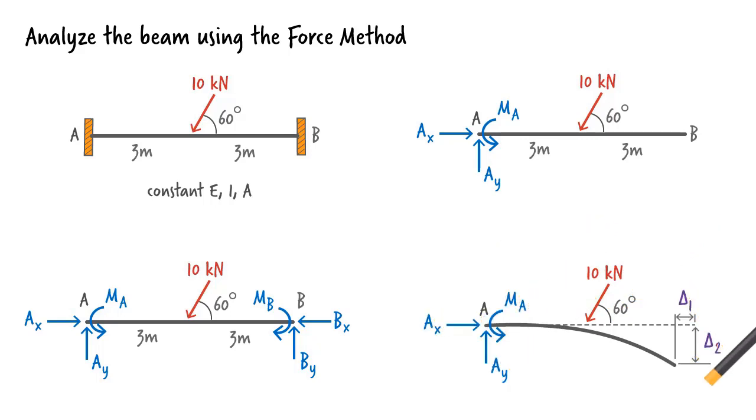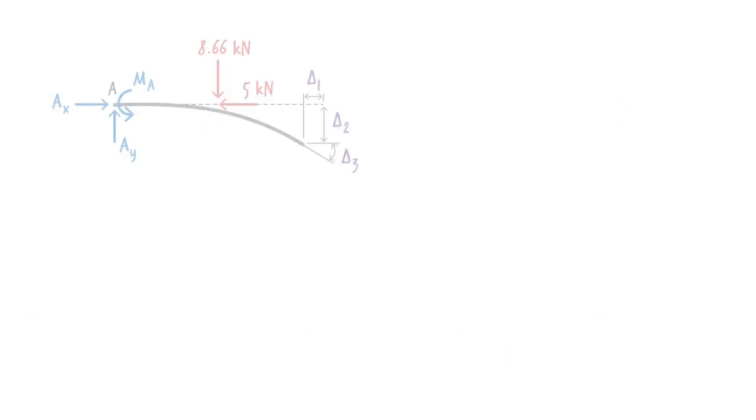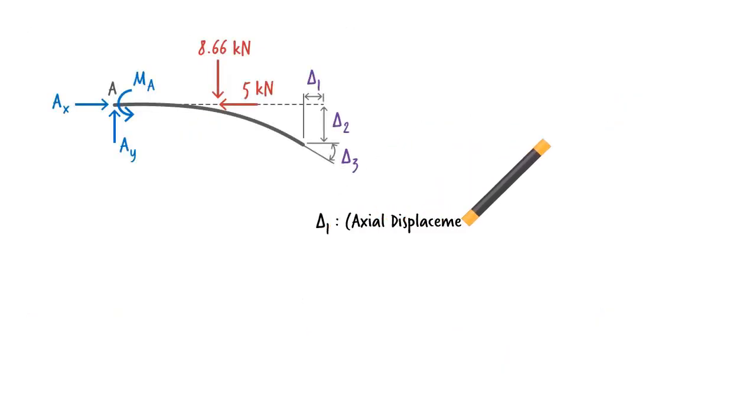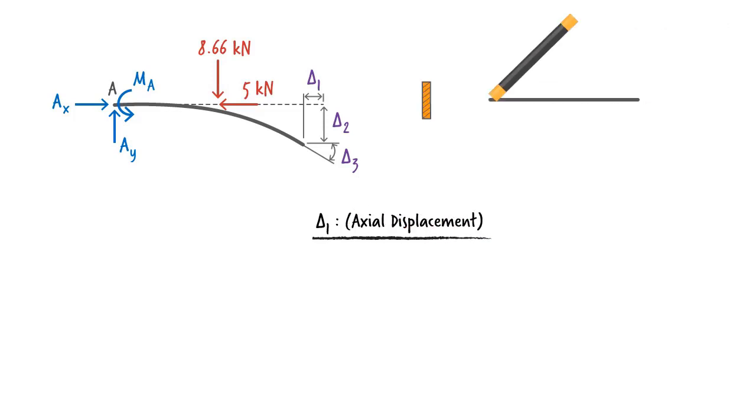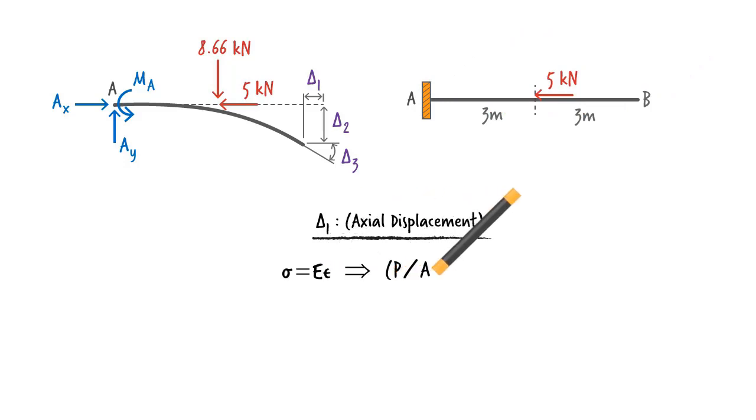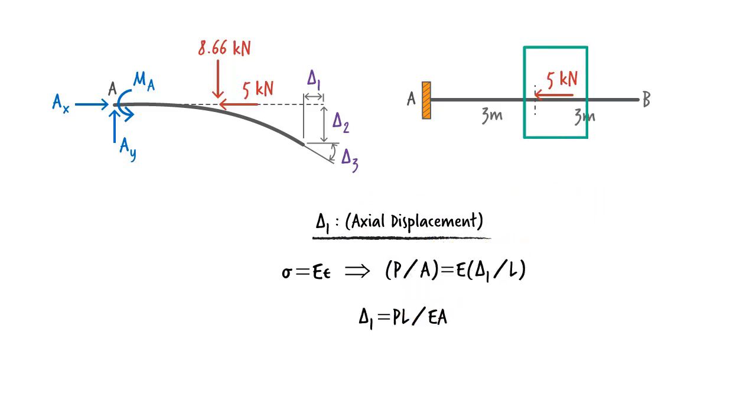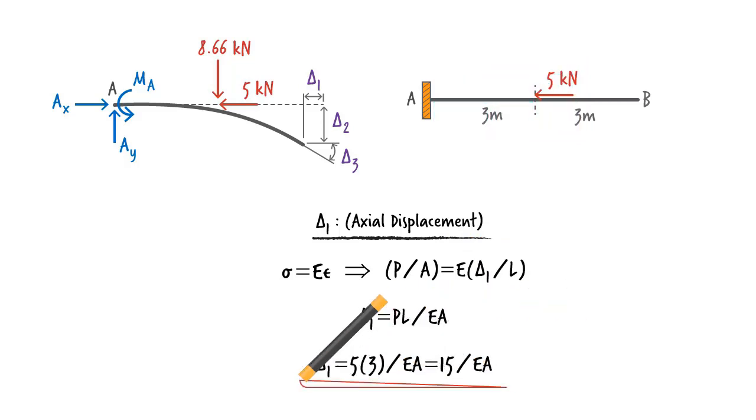We are going to label the 3 displacements, delta 1, delta 2, and delta 3. We need to calculate these displacements. Let's start with delta 1, the axial deformation of the member. This deformation is due to the x component of the applied load. We can write axial stress equals E times axial strain, or since P equals 5 and L equals 3, then we get 15 over EA for delta 1.